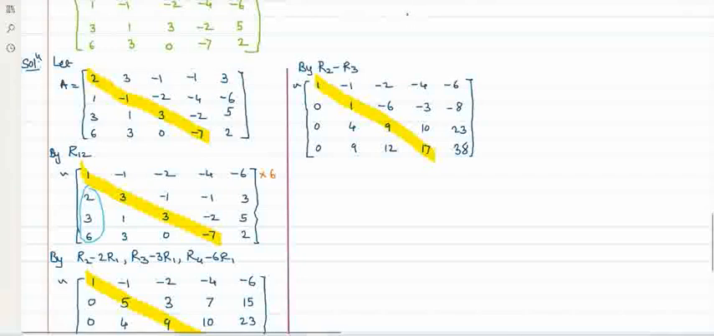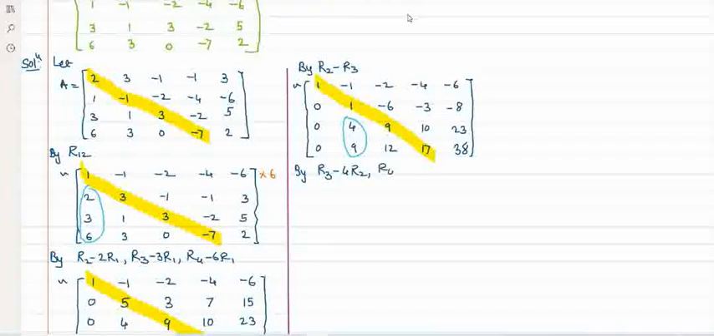I will fix the diagonal entry. So this is the diagonal entry. After that, the elements below it. Now tell me: R3 minus 4 R2, and R4 minus 9 R2. So the change is for the third and fourth rows. So the new equivalent matrix: the first two rows, no change.